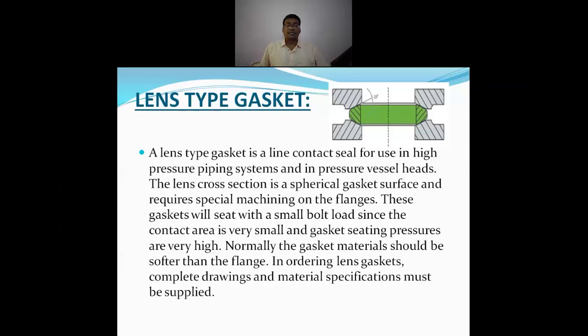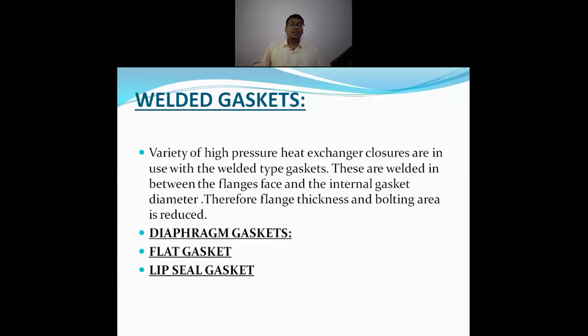These gaskets will seat with a small bolt load, since the contact area is very small and gasket seating pressure is very high. Normally, the gasket material should be softer than the flange. In ordering the lens gasket, complete drawing and material specifications must be supplied. Then the third category is the welded gaskets. In welded gaskets, there are diaphragm gaskets, flat gaskets or lip seal gaskets.